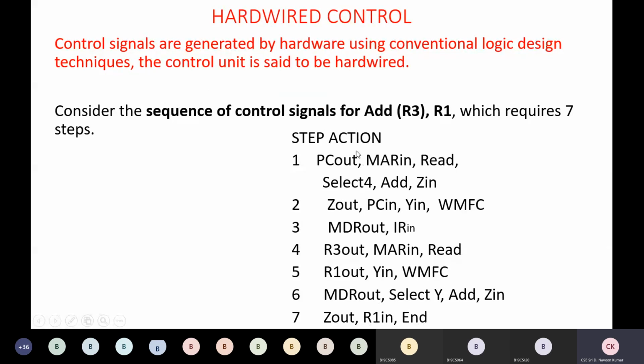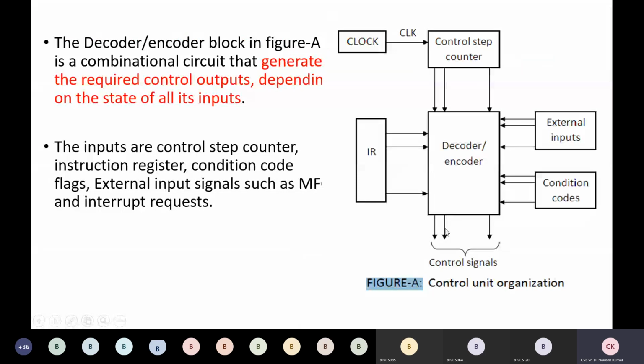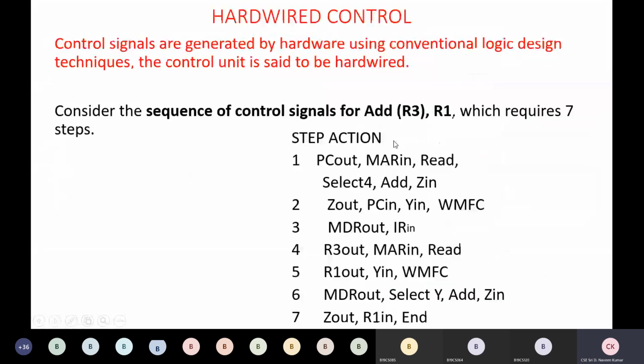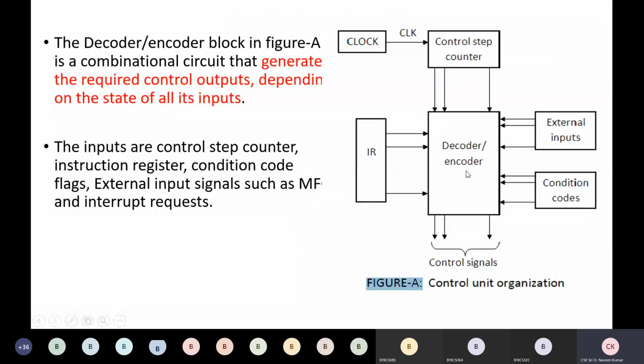For hardwired control, we already saw how, with the help of hardware components, these signals are generated. In each step we have multiple signals: 1, 2, 3, 4, 5, 6 signals, then the second step, third, fourth, fifth. For generation of all these steps, we already saw this diagram. The main thing is the decoder and encoder, taking inputs from various components. The central component, the decoder and encoder, takes inputs from all the surrounding components and generates the control signals.